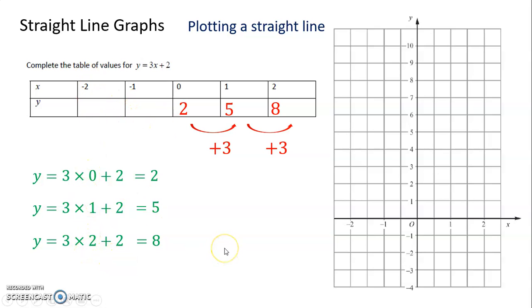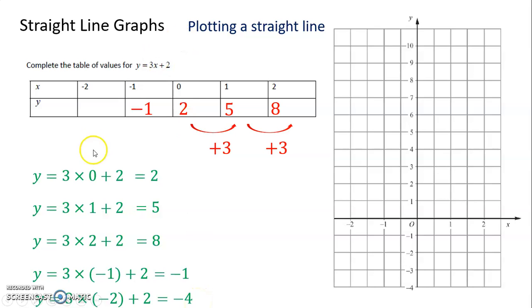as I did previously. So 3 times negative 1 add 2, that will be negative 3 add 2, which is negative 1. Or I can think of it as, well, to go back a step, I'm going to need to subtract 3. So that will be negative 1. And then y equals 3 times negative 2 add 2. Well, that will be negative 6 add 2, which will give me negative 4. Or I can see it as, if I go back a step, I'm going to need to subtract 4.